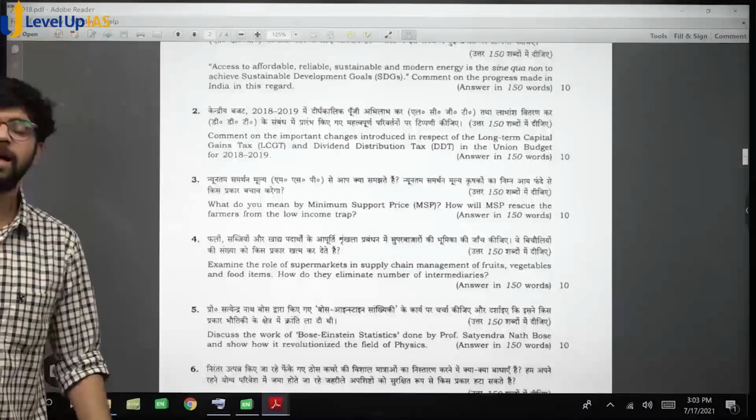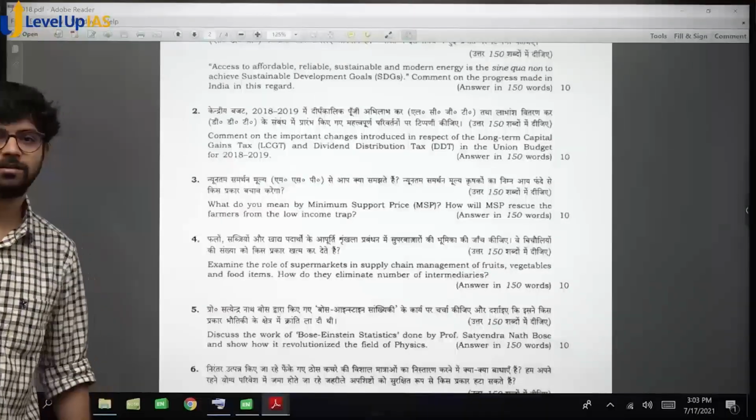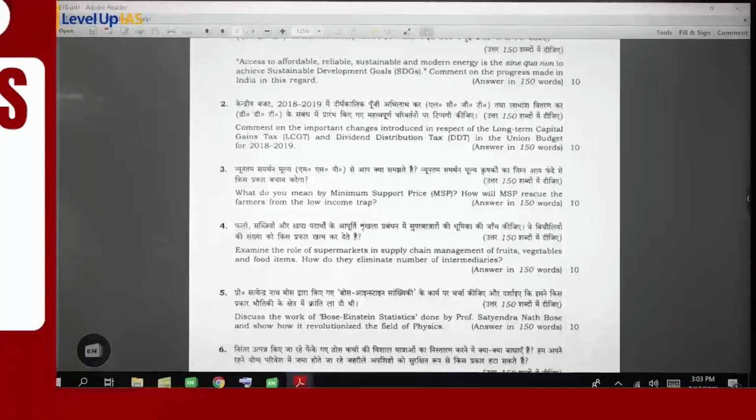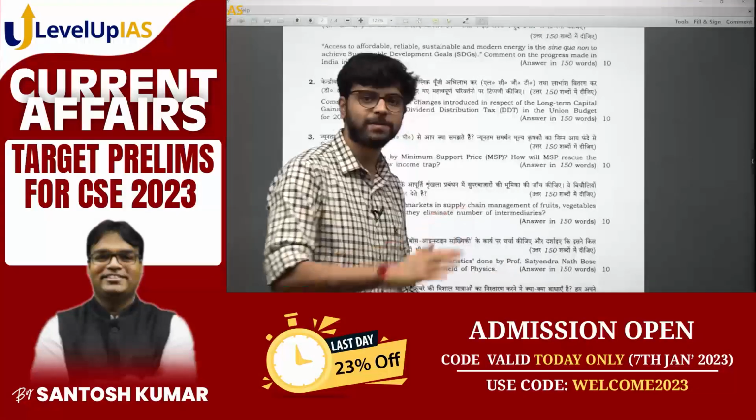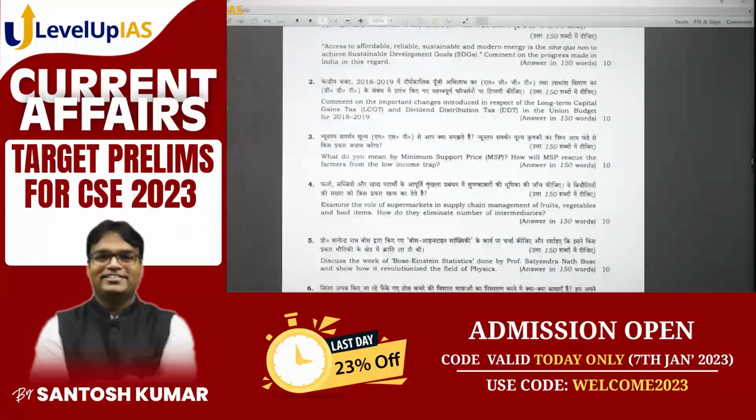See how simple they are asking. School level. Kya pucha hai? What do you mean by MSP? You know, many people are not even able to write that. What do you mean by MSP? What is MSP? How will MSP rescue the farmers from the low income trap?